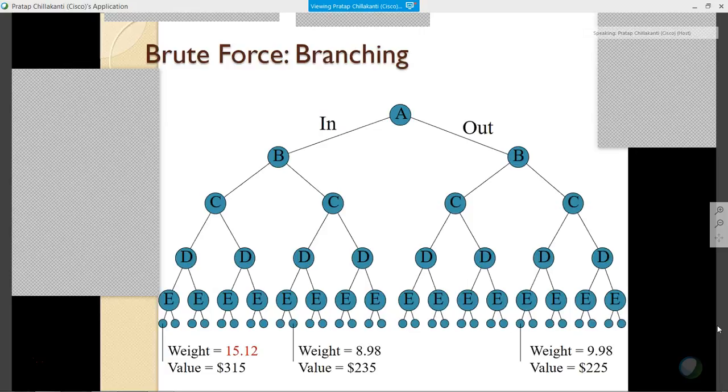How many branches are there? Do you know? If you count the leaves, how many are there? 32. And how did you come up with 32? 2 raised to 5. There are 5 items. So remember we said 2 raised to n. 2 raised to 5 is 32.